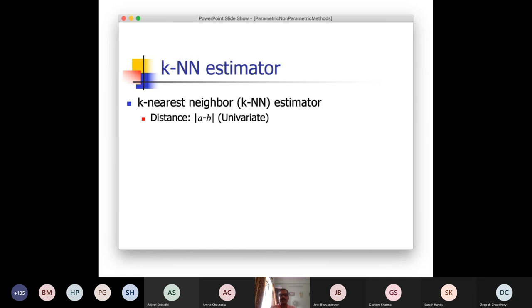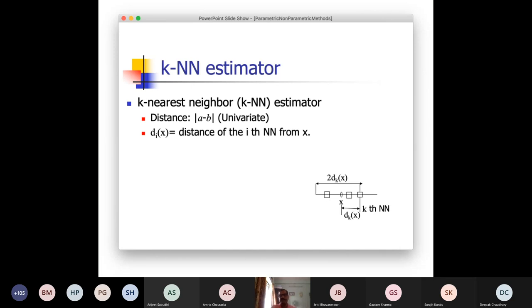When you consider a univariate function, distance is defined in this way. Given two points A and B, distance is simply their difference on that axis. We consider the distance of the ith nearest neighbor from x. We represent it as d_i(x), the distance of the ith nearest neighbor from x. That's the functional representation. If I consider the kth nearest neighbor, the width of that distance defines effectively the local width on which you are computing this posterior probability density function.